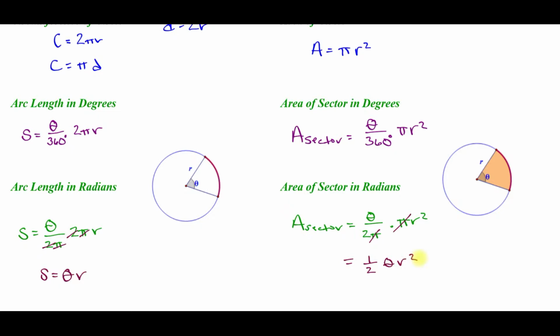You can write that as theta over 2, although I recommend the 1/2 times theta because theta is often a fraction, and then you get fractions and fractions, so it's just a little bit easier to deal with here.